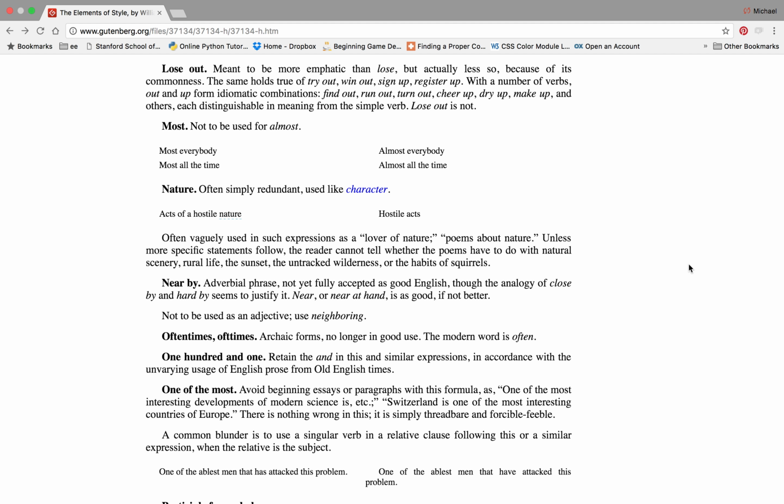We are on M. So most, not to be used for almost. So most everybody, we've seen that a lot. Almost everybody. So most everybody is bad. On the left side is bad, right side is good. So most everybody is a bad way to write it. Almost everybody is excellent. Most all the time, bad way to write it. Almost all the time, good way to write it.